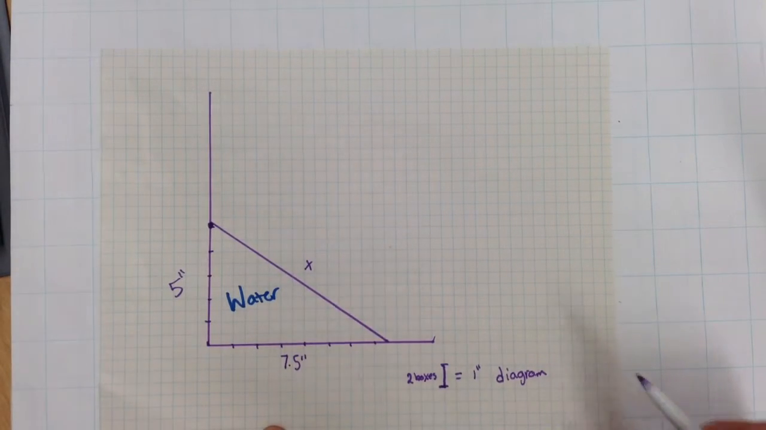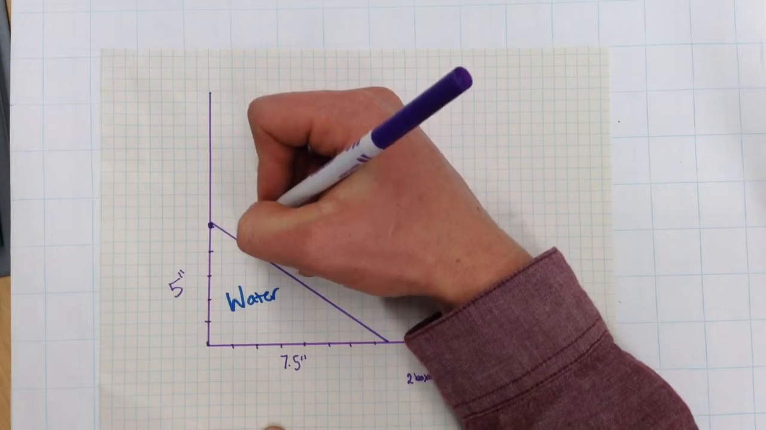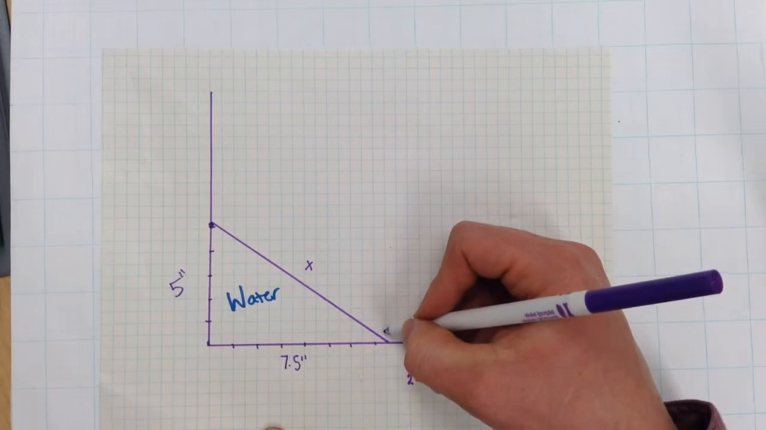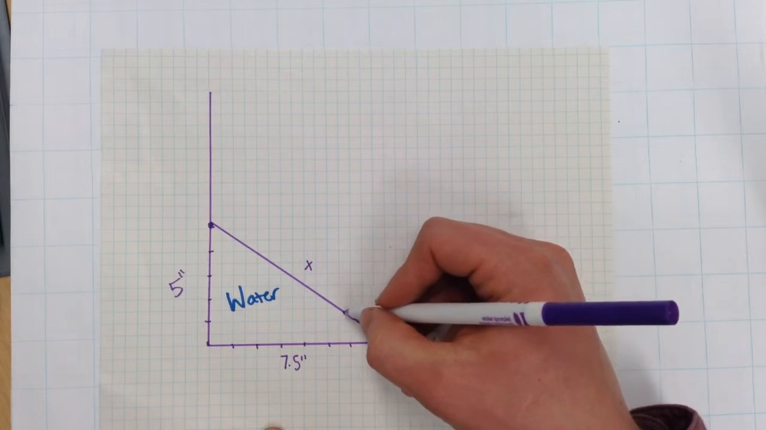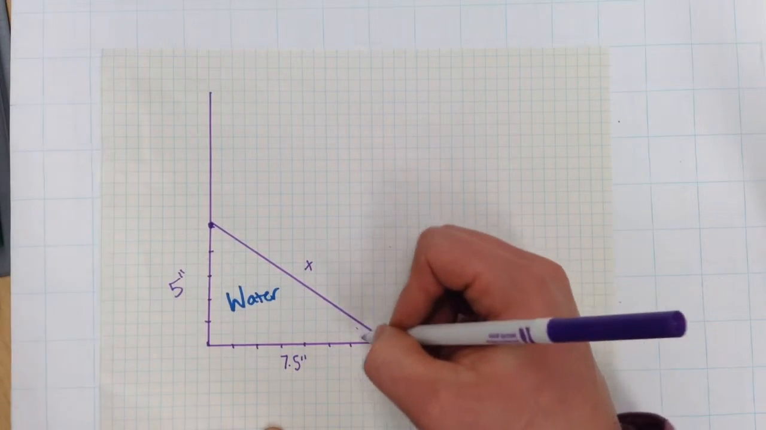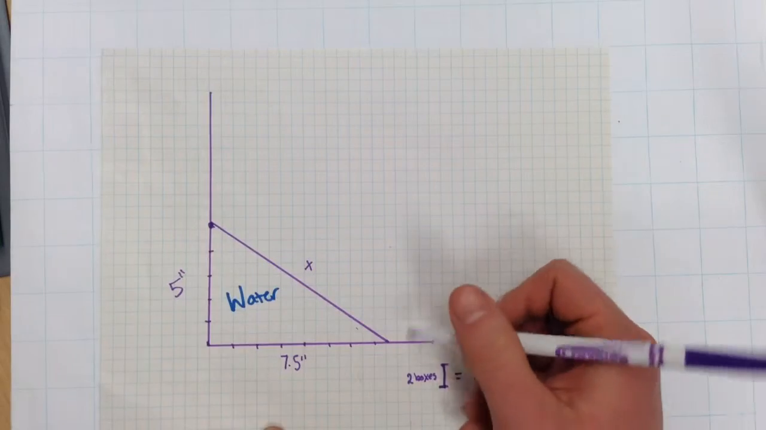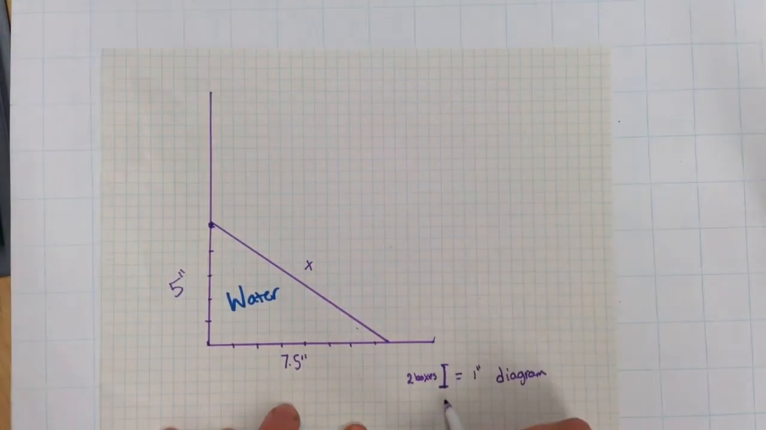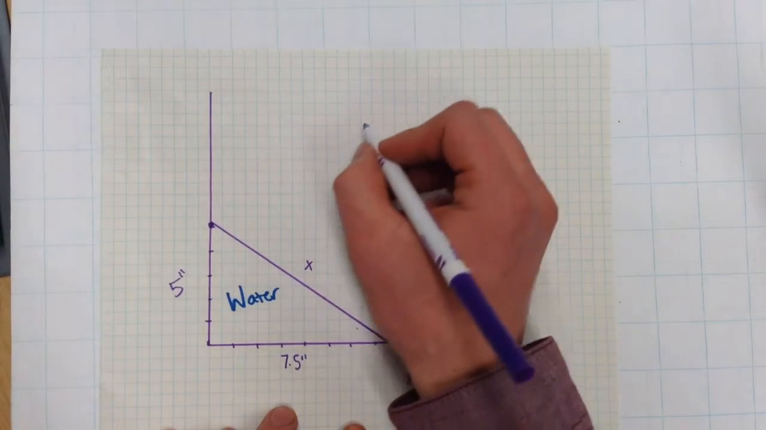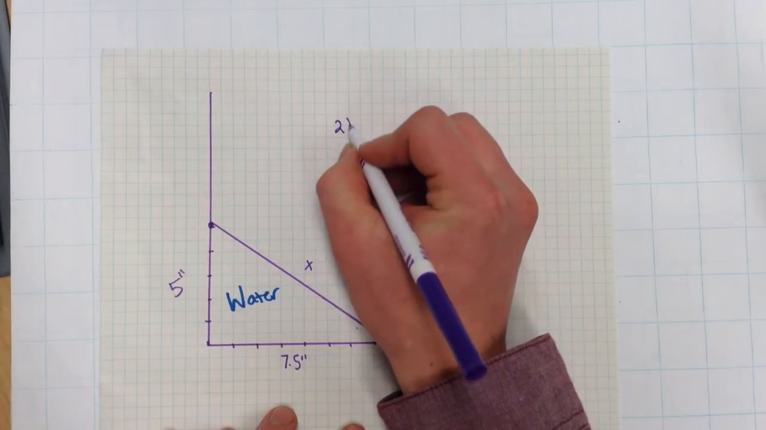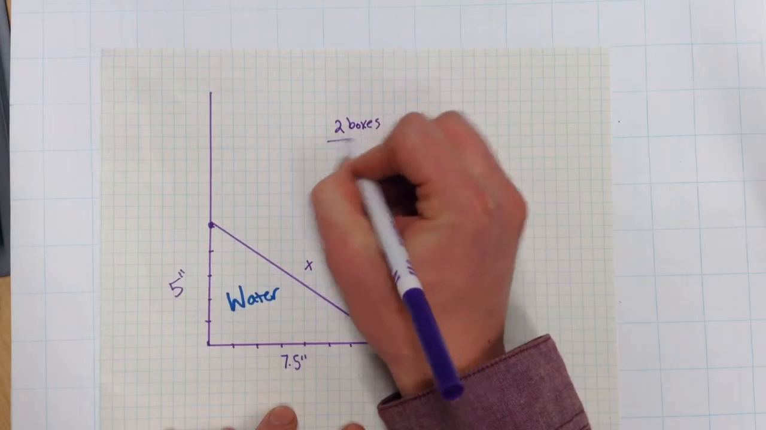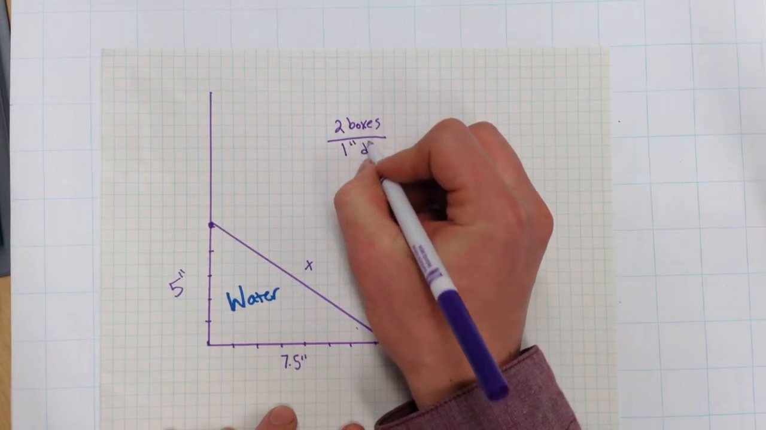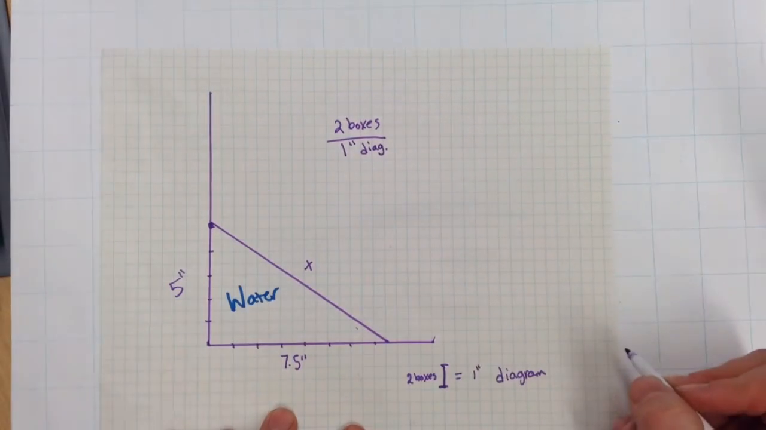But unfortunately, with the diagonal, I can't just count the triangles. I could try to piece together, like, okay, maybe if I combine that one with that one, that's 1, and that one with that one, that's 2. I could try to piece it together, but ultimately, I'm going to have to use a scale factor. So I've got my scale factor here, and I'm going to write it again: 2 boxes to 1 inch of diagram. I'm going to say diag.